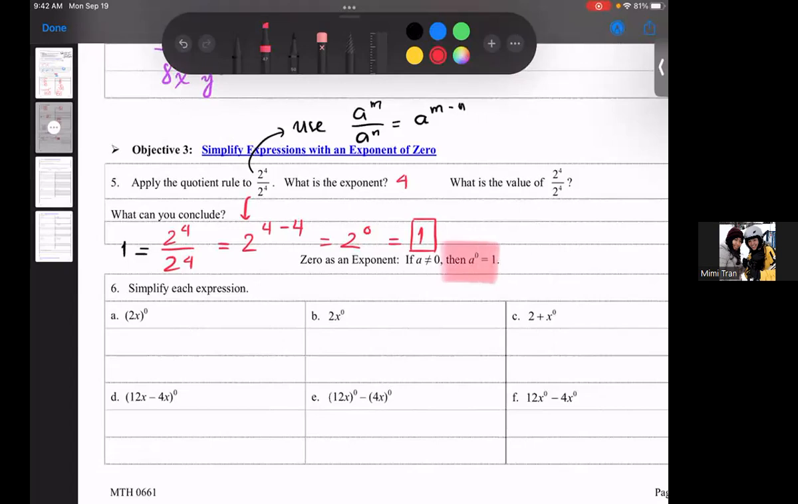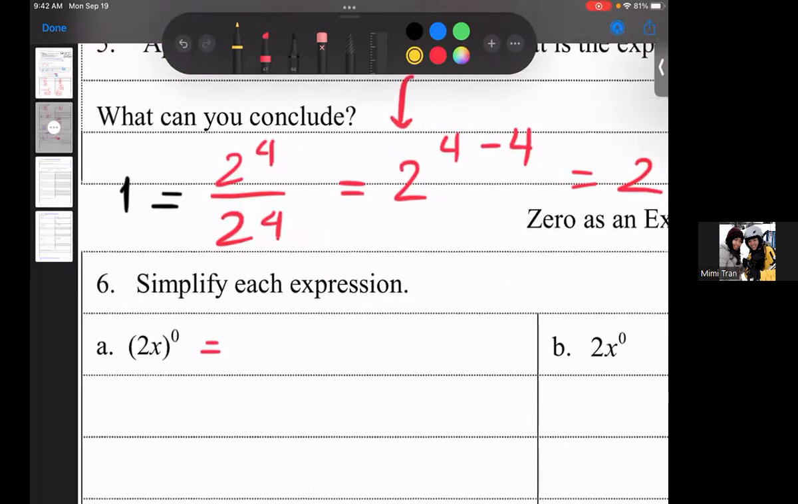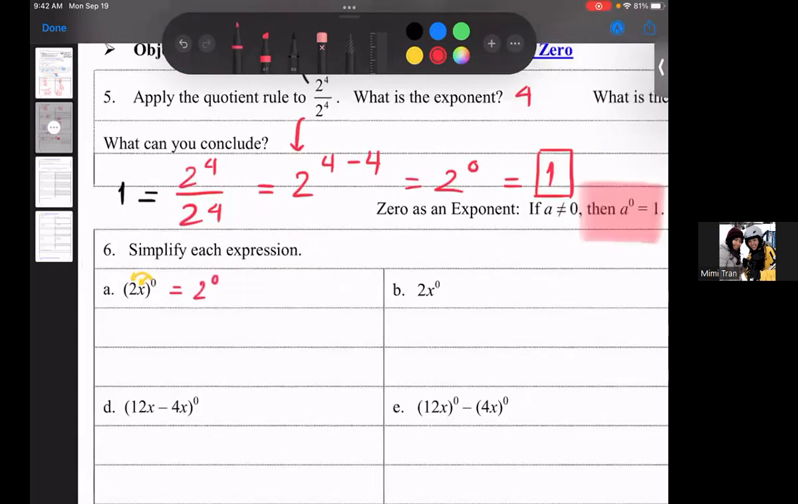What about 2x in parentheses to the 0? 1, right? But let me write it out for you. Why is it 1? Because you gotta remember the distributive rule. I'm gonna distribute the 0 into each of those factors. So I have 2 to the 0 times x to the 0, and 1 times 1, which is 1. But on the exam, if you just say 1, I'm okay with it too.